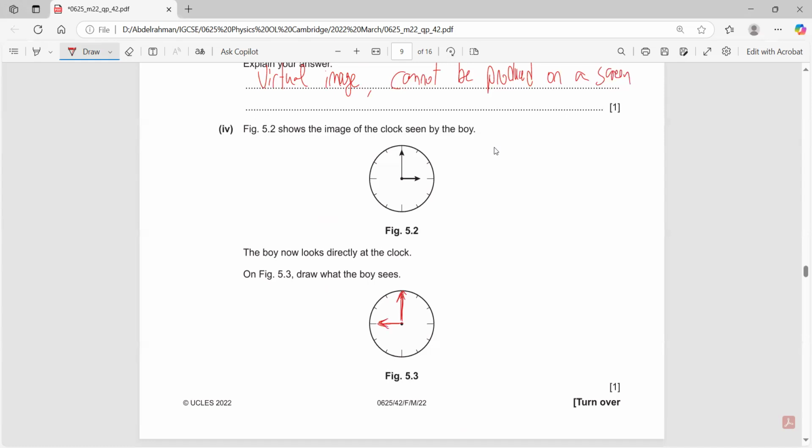It's laterally inverted, it is not vertically inverted. So if something is pointing upwards, it will keep on pointing upwards. If something is pointing downwards, it will keep on pointing downwards. But what's pointing left will point to the right and vice versa. That is what we call laterally inverted. Okay?